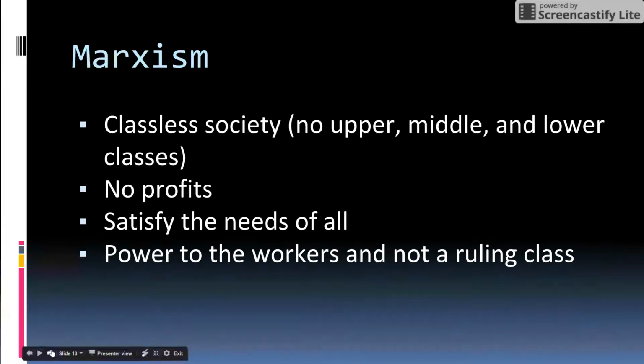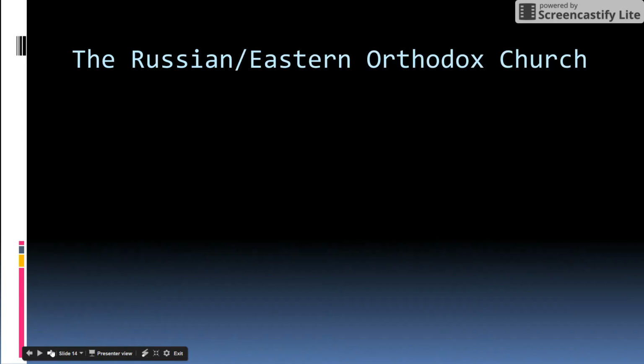In Marxism, they believed in a classless society, so there would be no upper, middle, and lower class. All people would be kind of on a level playing field. There were no profits. Everybody would benefit equally from the gross output of labor in the country. The whole point of Marxism is to satisfy the needs of all, and it was supposed to give power to the workers and not to the ruling class. But often that was not the case, as you'll see when we read this book.